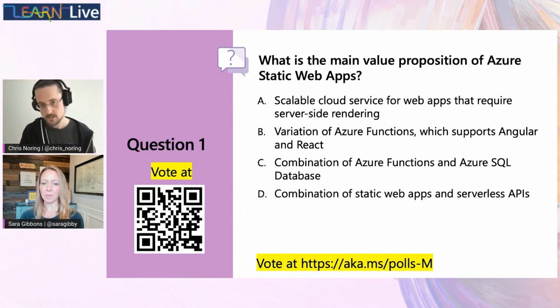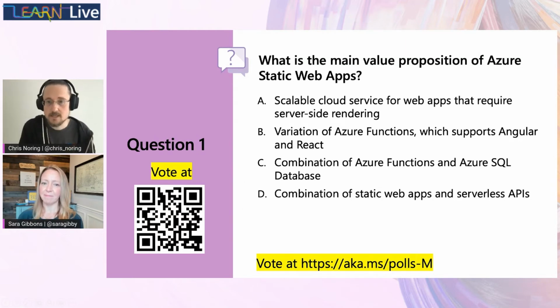Please answer as soon as you have a sense of what the answer should be. Now, for our first question, we're saying, what is the main value proposition of Azure Static Web Apps? And we have 4 different options for you, so think a little bit about which one is correct. Is it A, scalable cloud service for web apps that require server-side rendering? Or is it B, a variation of Azure Functions which supports Angular and React? Or C, combination of Azure Functions and Azure SQL Database? Or is it D, a combination of static web apps and serverless APIs?